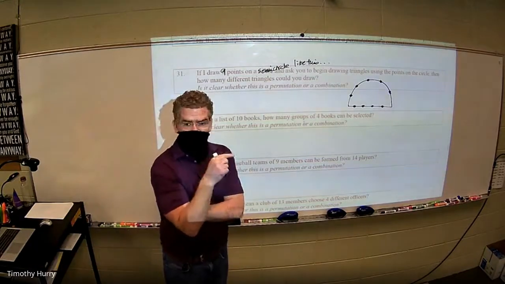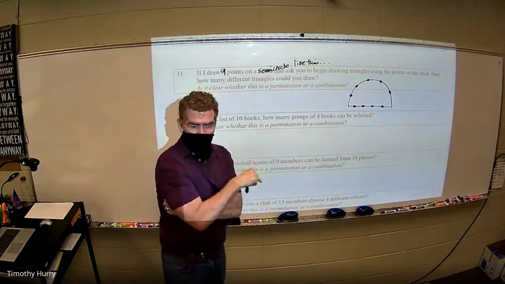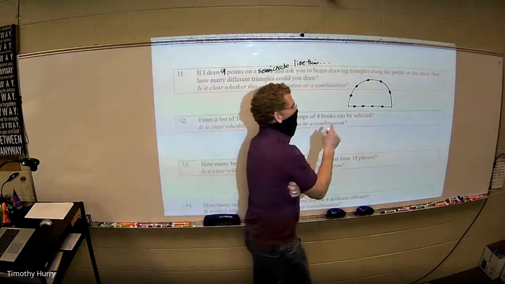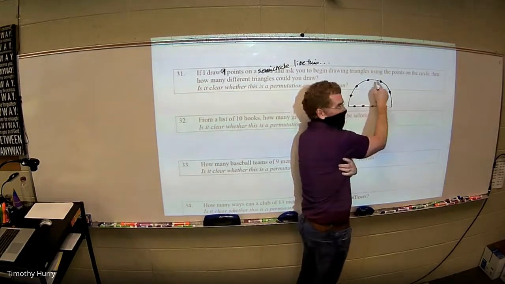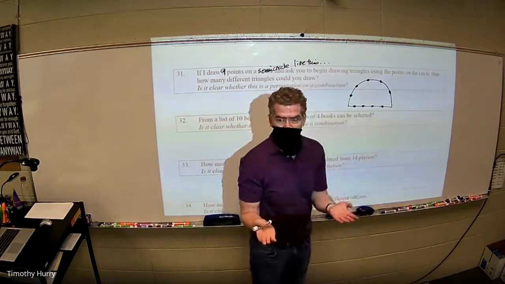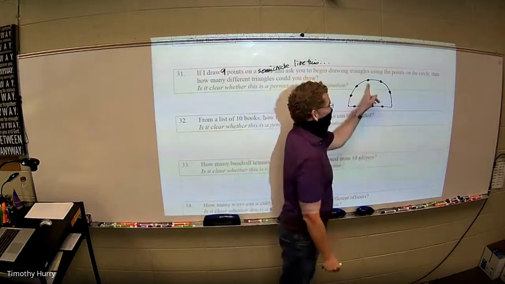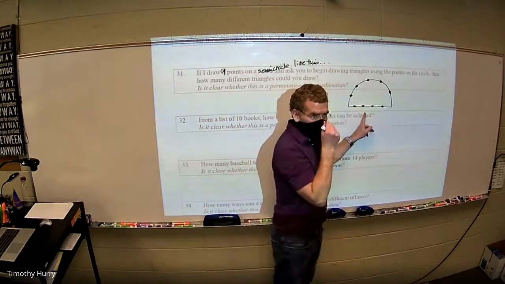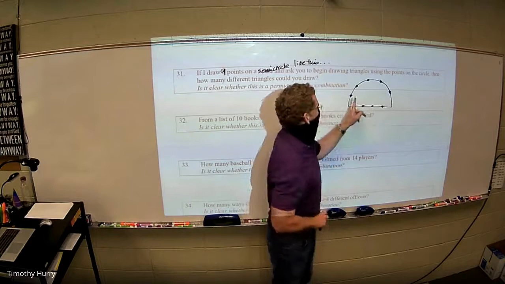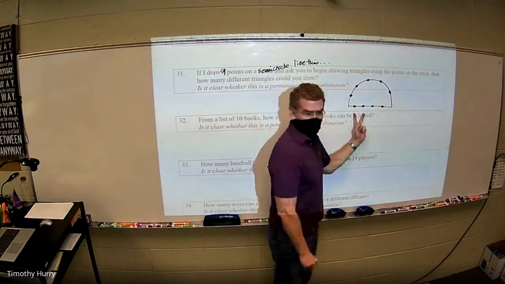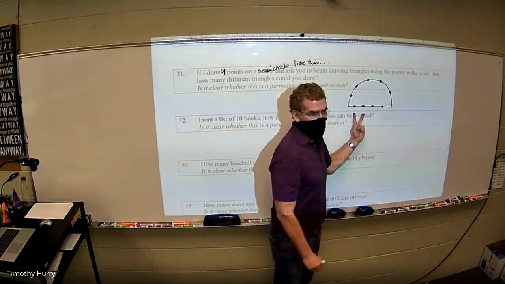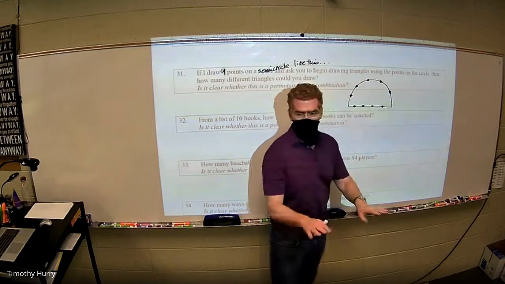But if I'm counting the ways that I can actually do it, I have to make sure that either all 3 come from the curve. That would be fine, wouldn't it? What about 2 from the curve and 1 from here? That would still be a triangle. What about 1 from the curve and 2 from here? Yep, that would be a triangle, but all 3 from here, no good.